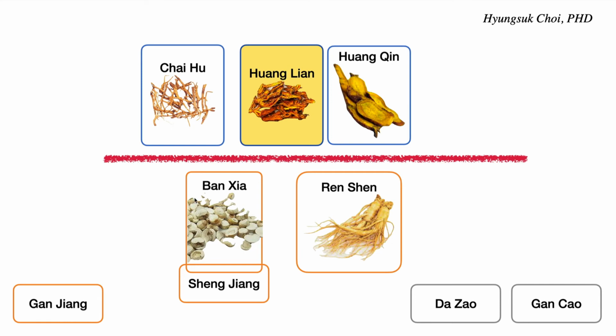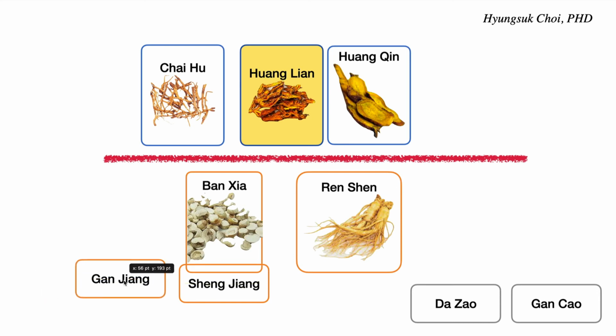Lower part, warming herbs. First, Banxia, next, Renshen. Banxia transforms phlegm, the best herb for removing phlegm, and Banxia is usually combined with Shengjiang. Shengjiang is ginger, so Banxia and Shengjiang are kind of a duo, never separated. Another herb you need to understand is Ganjiang. Ganjiang is dried ginger and Shengjiang is raw ginger. In TCM, we think Shengjiang has a cooler property than Ganjiang, and Ganjiang has a warmer property. But both of them are warming herbs, even though Shengjiang has less warming property.